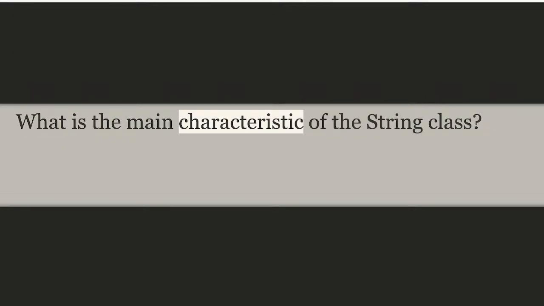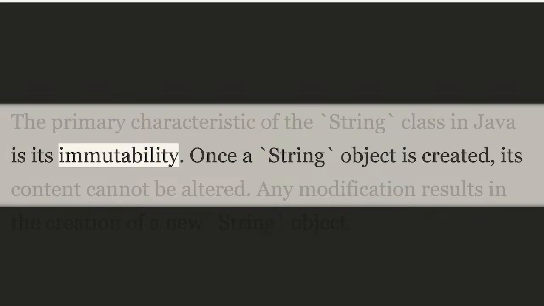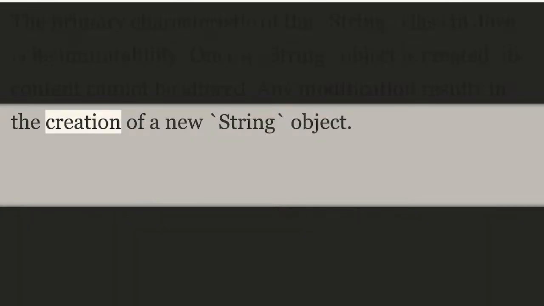What is the main characteristic of the String class? The primary characteristic of the String class in Java is its immutability. Once a string object is created, its content cannot be altered. Any modification results in the creation of a new string object.